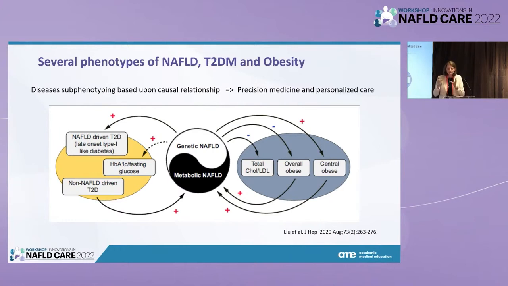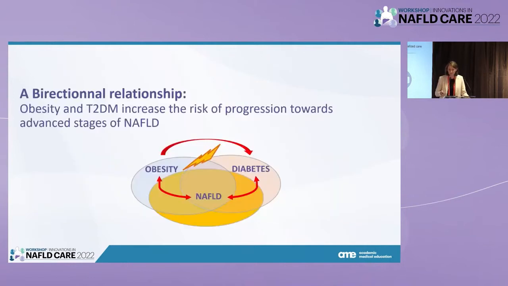It probably needs to be more linked to the causal pathophysiology in order to better define subtypes of patients. One patient with NAFLD is not the same as another, and it's the same thing with a patient with obesity, and it's the same thing with a patient with type 2 diabetes.